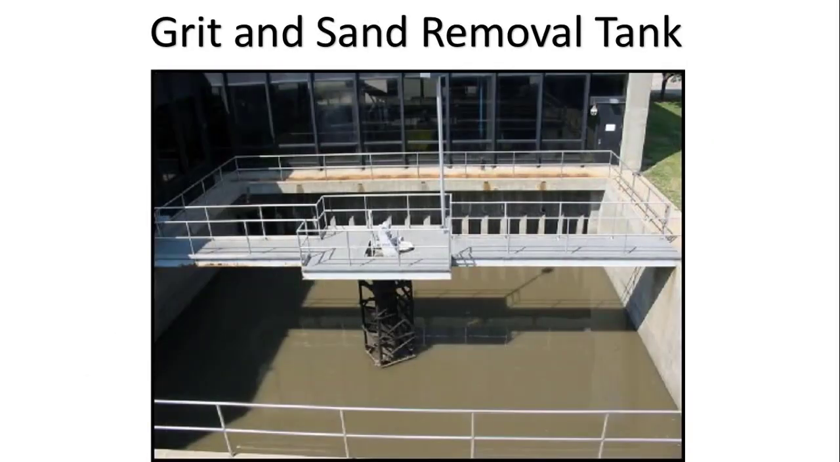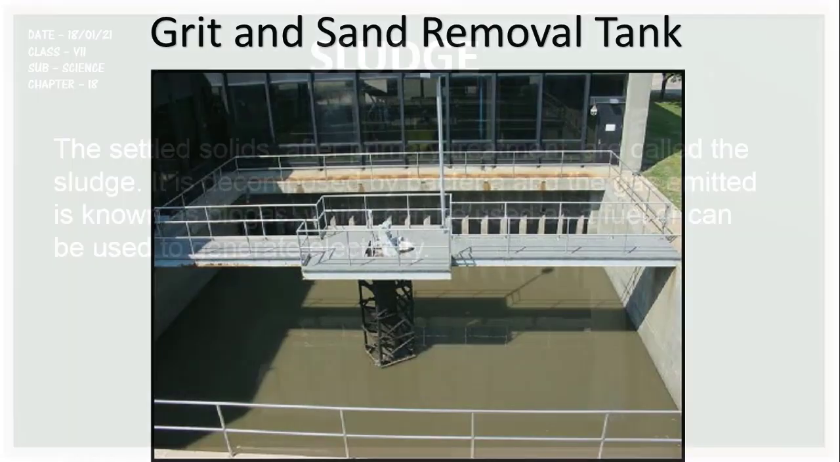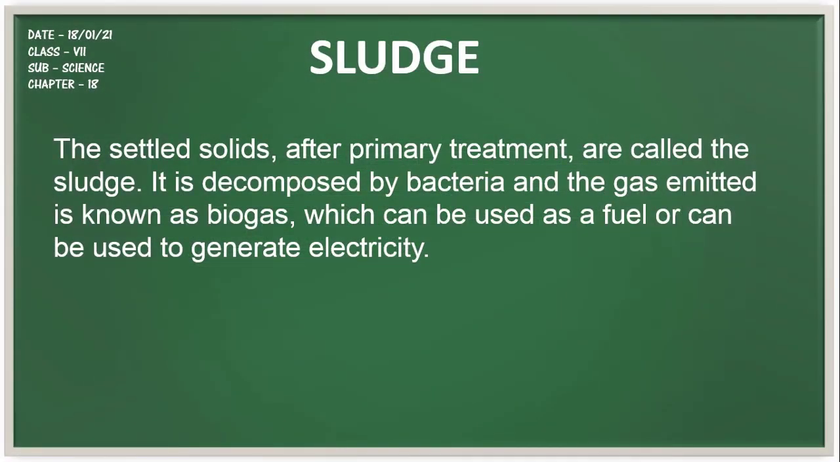Primary treatment is done by pouring the wastewater into big tanks for the solid matter to settle at the surface of the tanks. After that, the settled solids after primary treatment are called the sludge. It is decomposed by the bacteria and the gas emitted is known as biogas, which can be used as fuel or can be used to generate electricity.